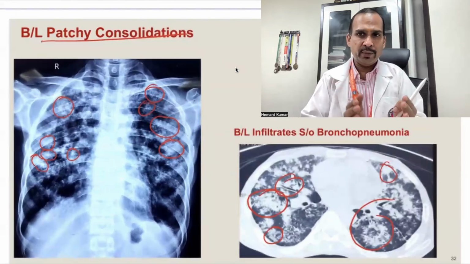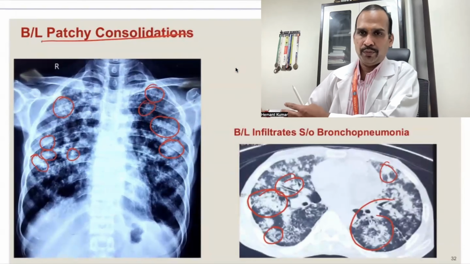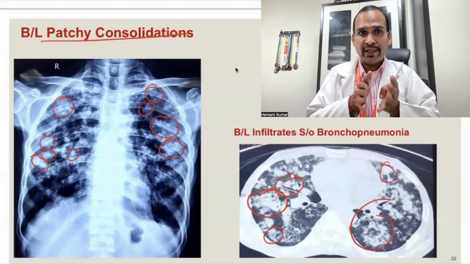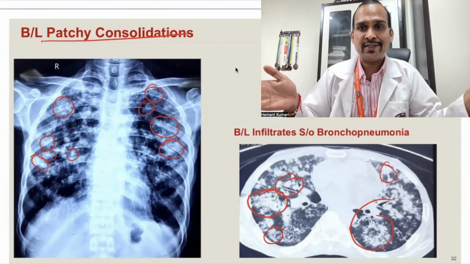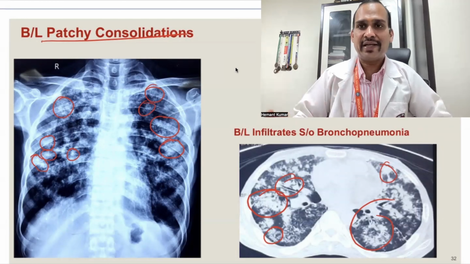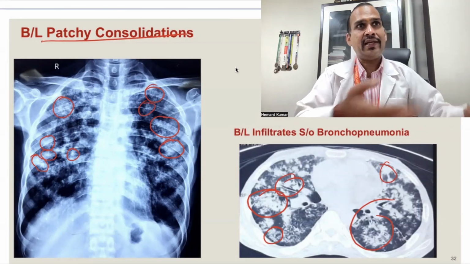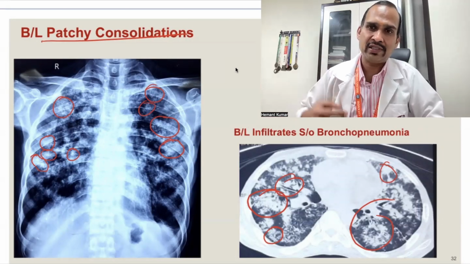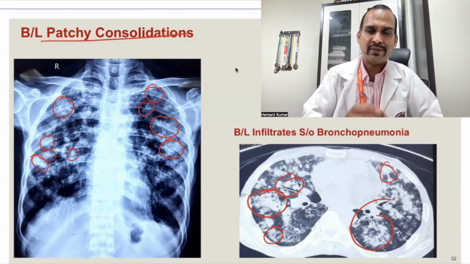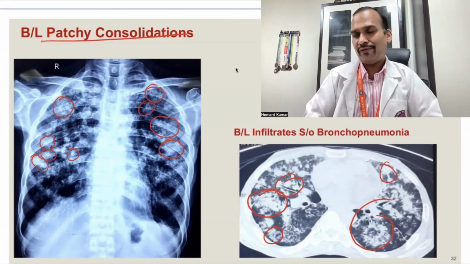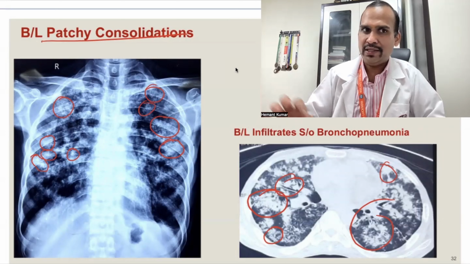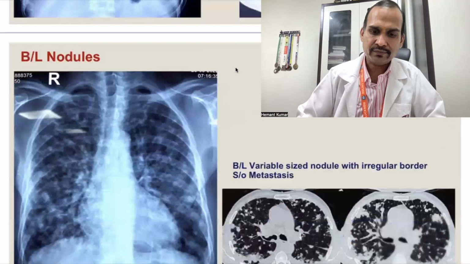Lobar pneumonia is confined to a single lobe. If it spreads by the bronchi, causing multiple patchy consolidations, this is bronchopneumonia. In general language, we call it infiltrates. Some patients have left lung infiltrates, suggestive of tuberculosis, or right lung infiltrates. But infiltrates are nothing but patchy consolidation because of involvement of bronchi. That is bronchopneumonia.